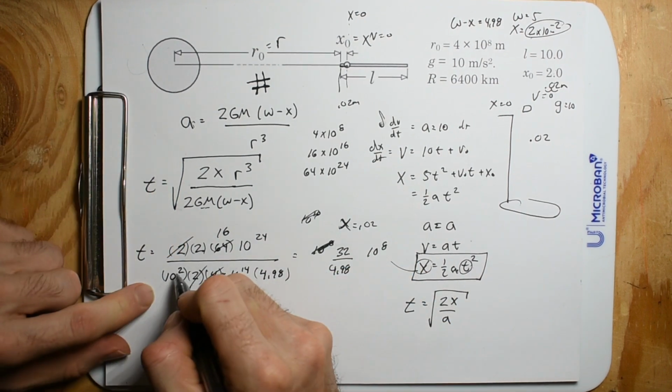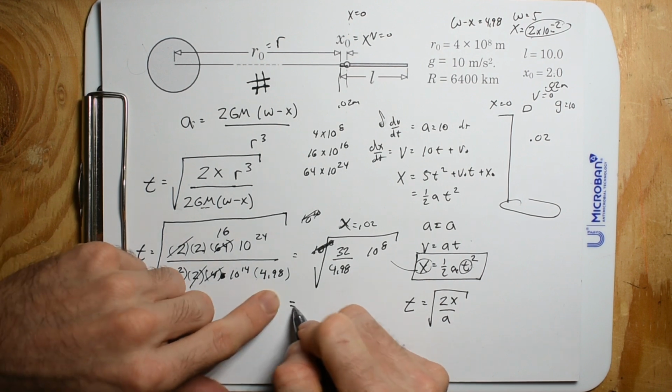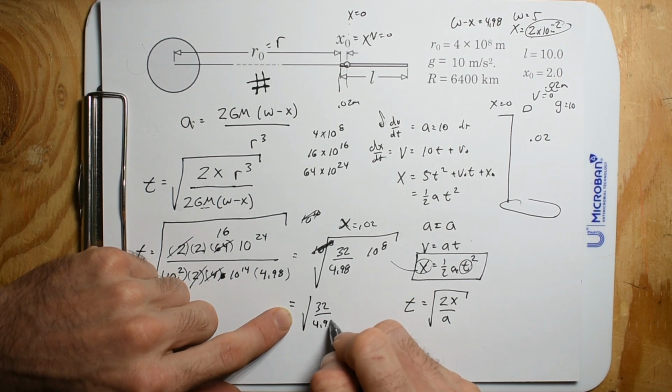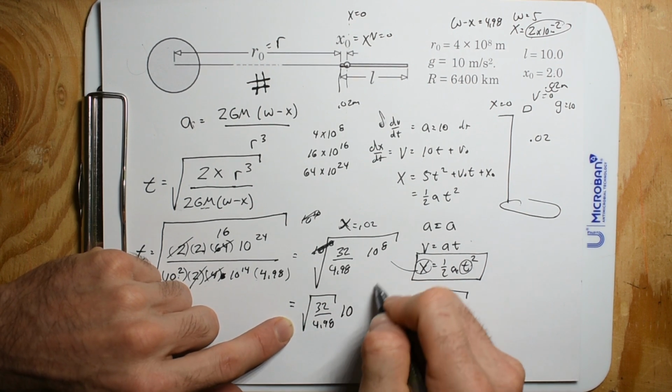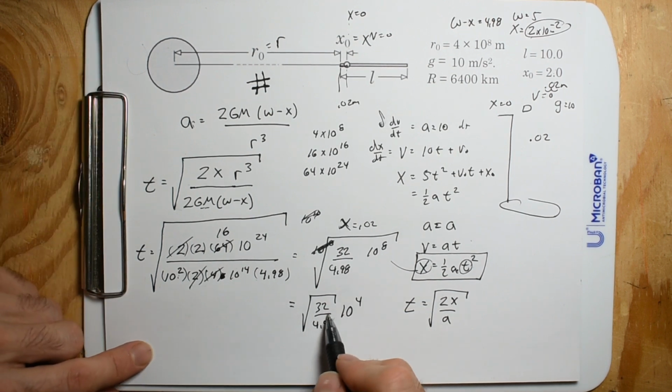And now we just have to remember to take the square root. I never remember to take the square root, but there you go. So this time value is going to be the square root of 32 divided by 4.98, and then we'll have times 10 to the 4. So there's our value of time, and let's see what this is.